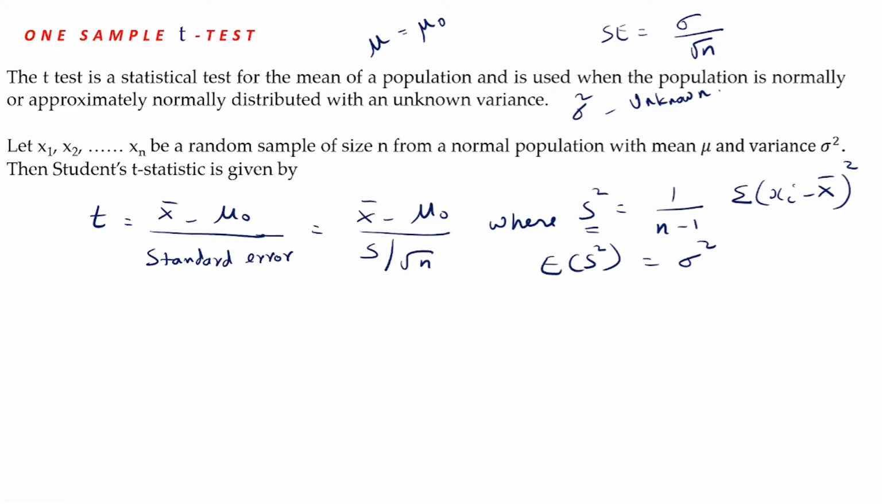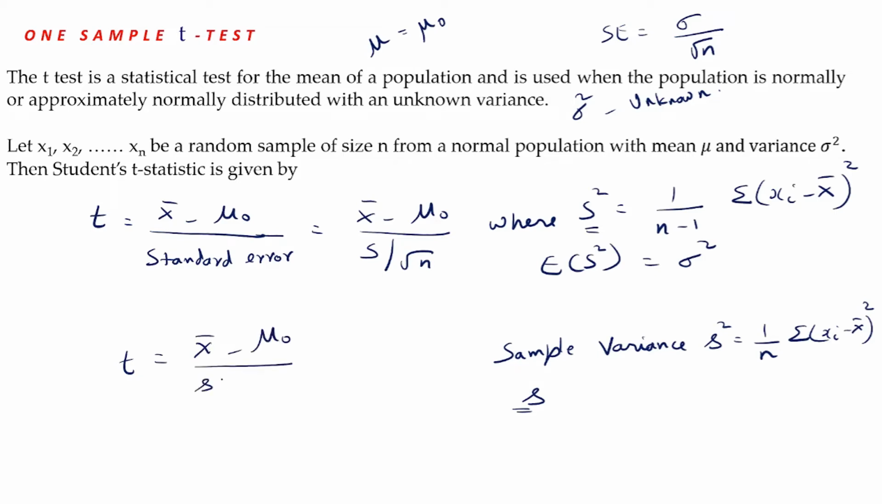But usually in the question only the sample standard deviation or the sample variance will be given. The sample variance is given by small s square, which is 1 by n summation xi minus x bar the whole square. This formula we have studied in class 11 itself for variance. So when the sample variance is given, s square equal to 1 by n into summation xi minus x bar the whole square, or if the sample standard deviation small s is given, then we have t as x bar minus mu naught upon small s by root of n minus 1, or it is x bar minus mu naught into root of n minus 1 upon s.